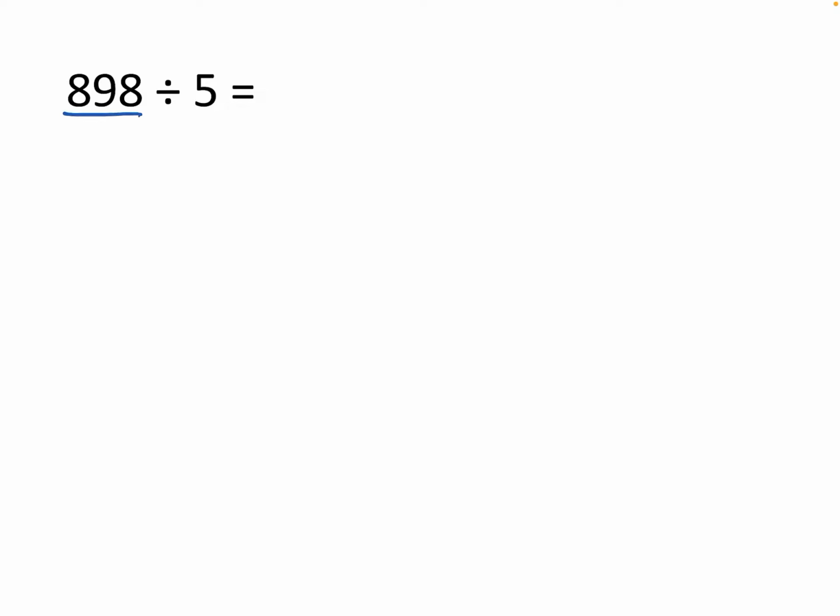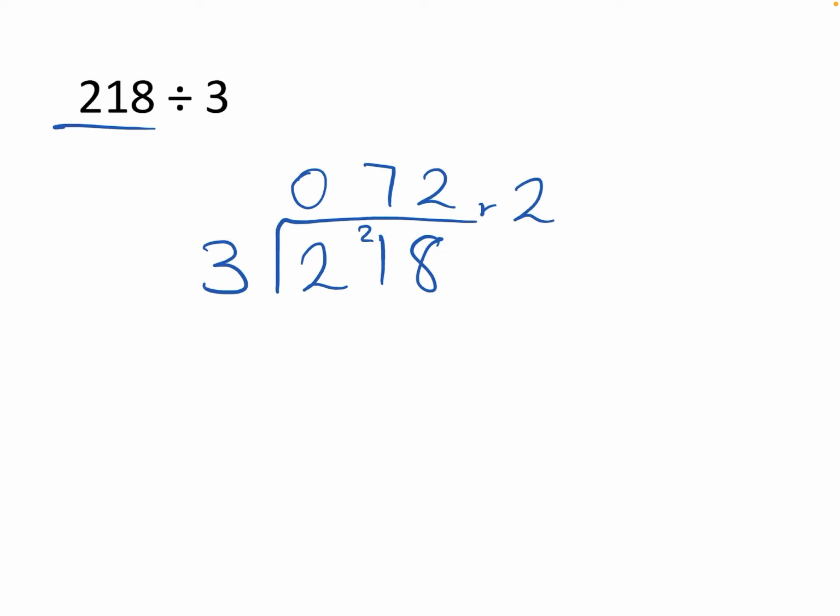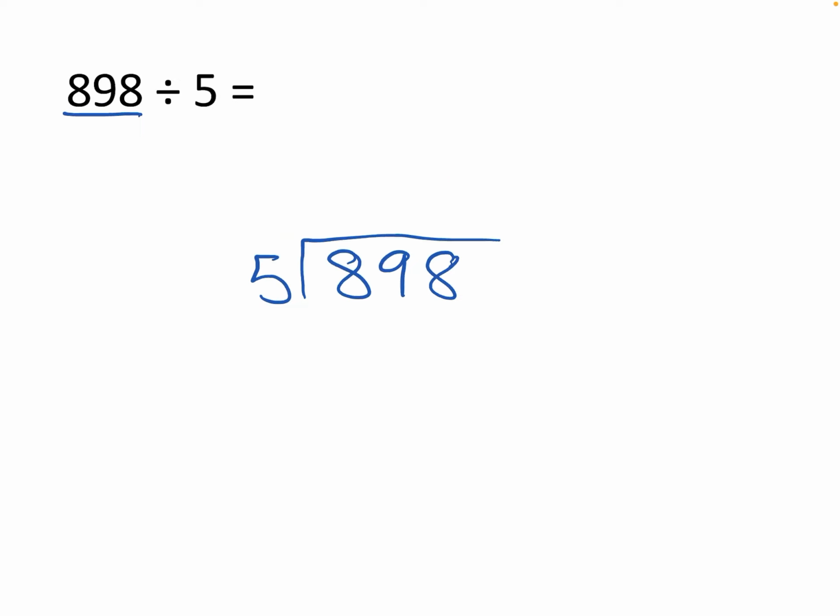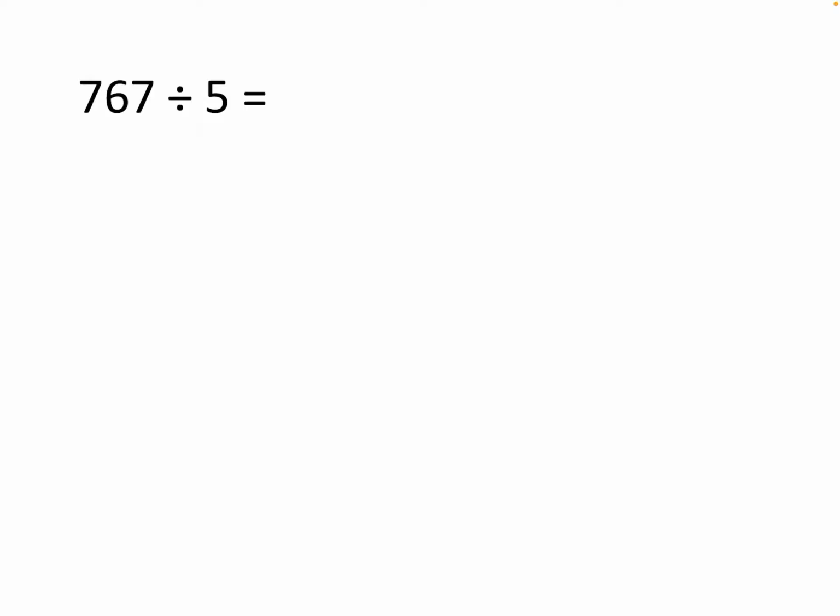Here we go. Dividend, 898 divided by 5. So pause the video, give it a go. Come back when you're ready. 5s into 8 goes 1 with 3 left over. 5s into 39 is going to go to 35, and now that is 7. Remainder of 4. 5s into 48, I know it's going to go to 45, and that's going to be 9. 45, 46, 47, 48, remainder of 3. Well done if you got that.